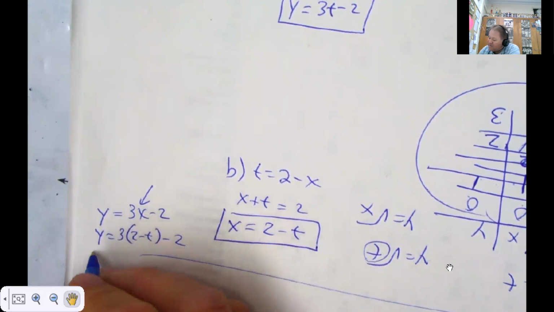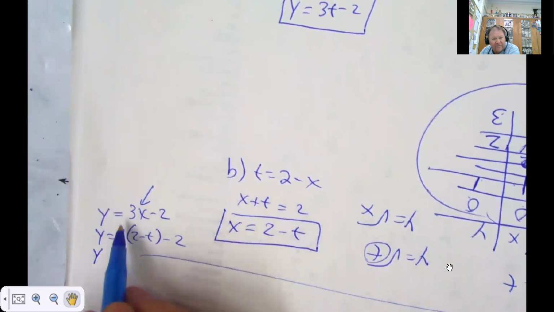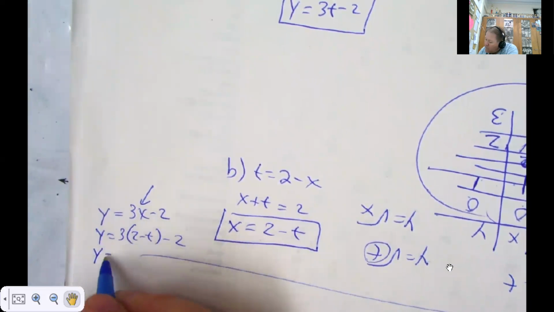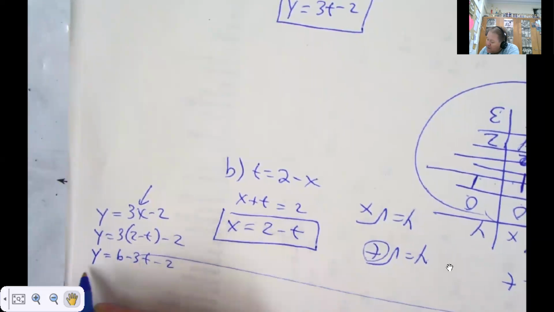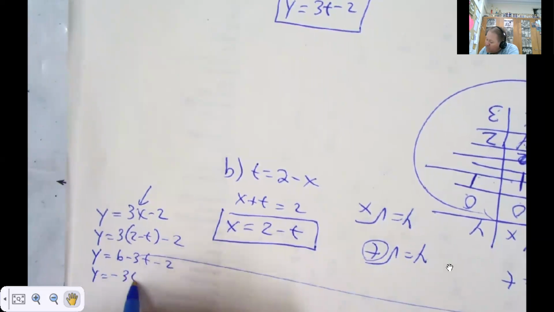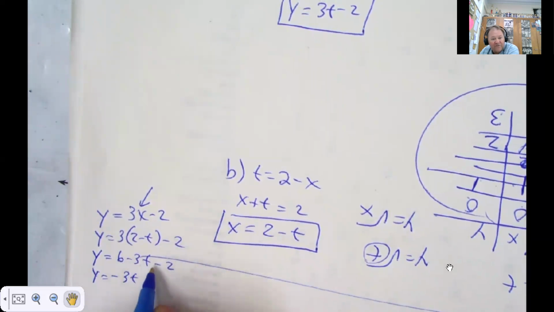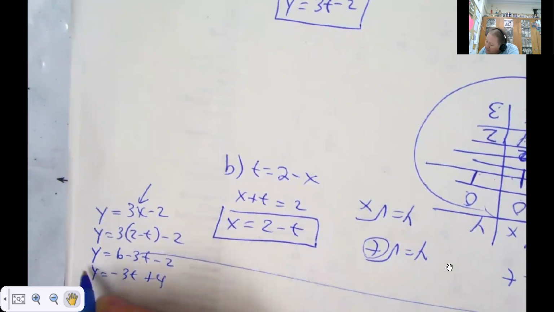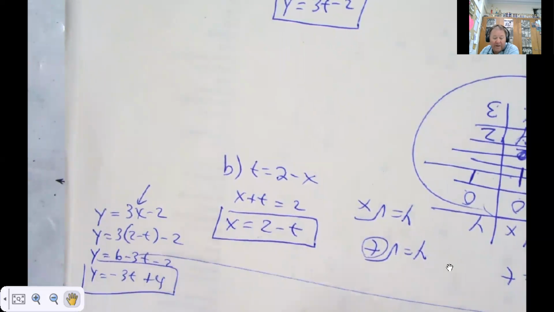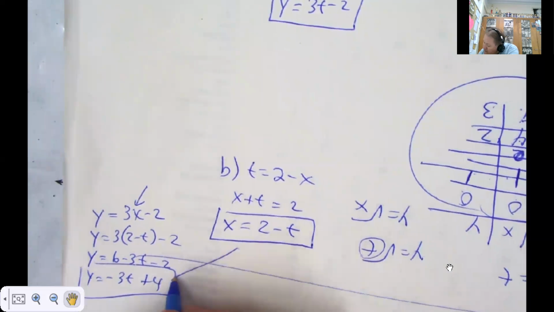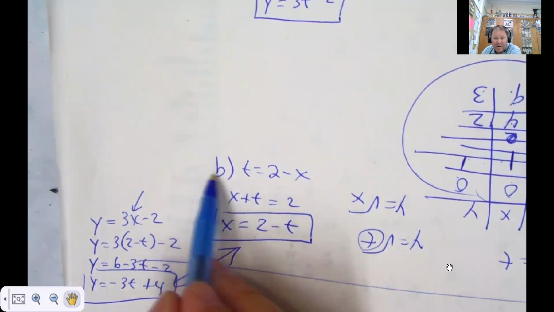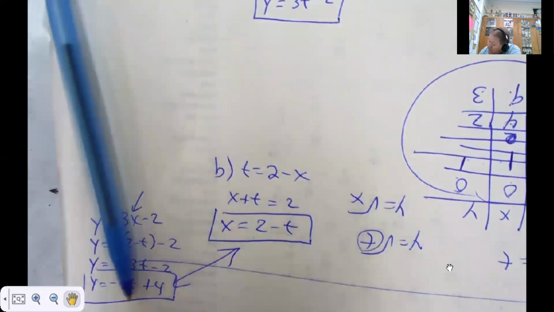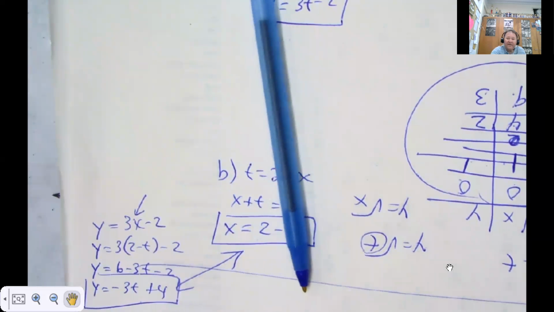Now the algebra is pretty easy. It's going to take 2 steps. Distribute 3. y equals 6 minus 3t minus 2. That's going to be y equals negative 3t, and then 6 minus 2 is 4. And kabam, there's my other equation. So these are my set of parametric equations that they asked me to come up with for B. That's it.